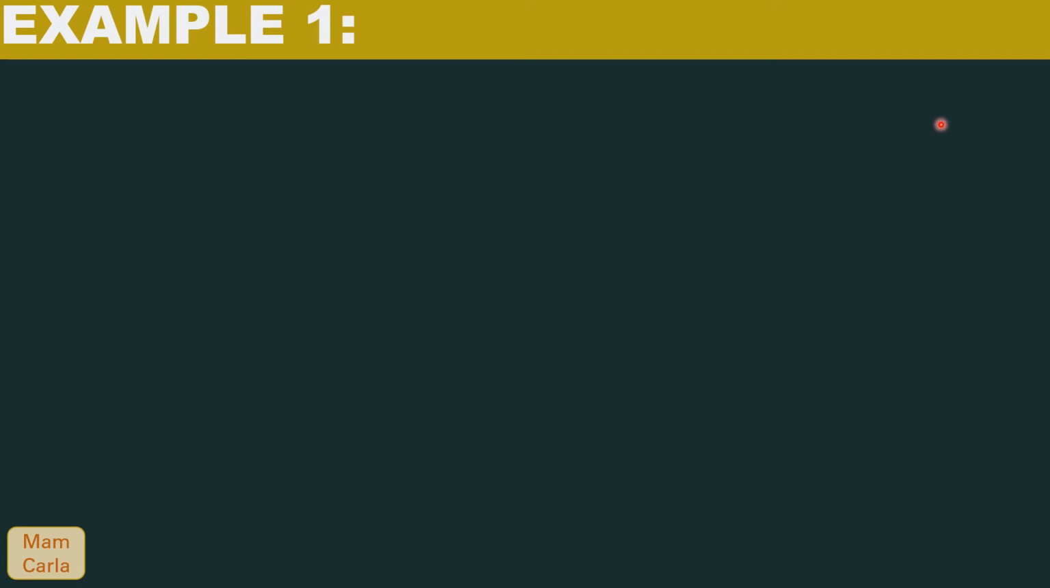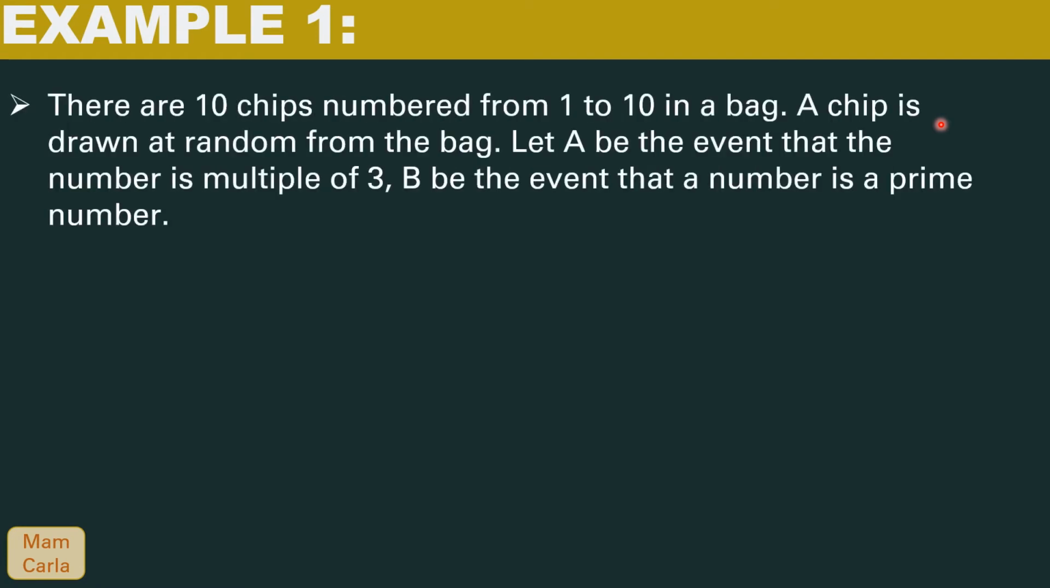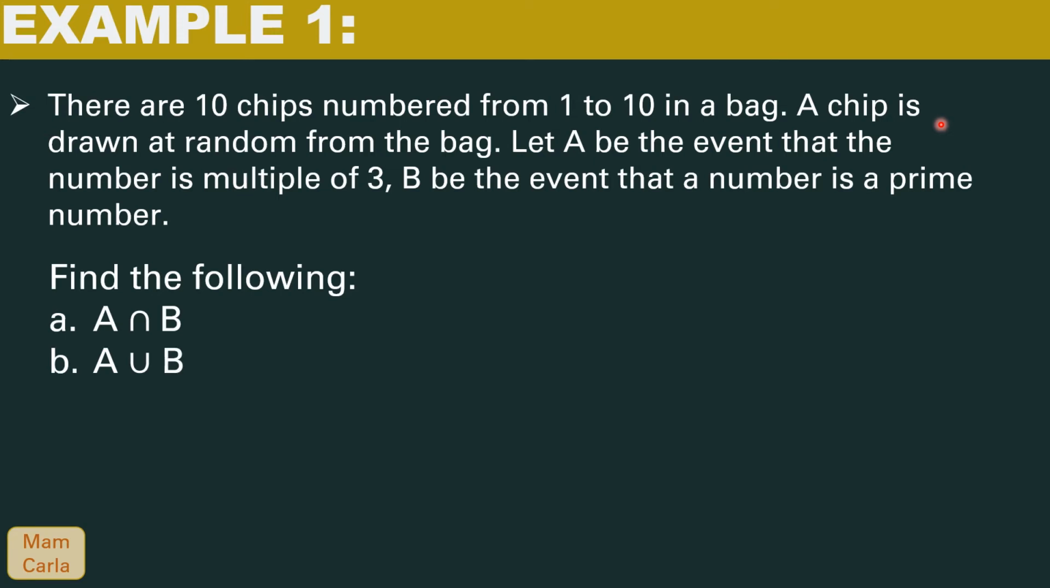Let us deal with example number 1. There are 10 chips numbered from 1 to 10 in a bag. A chip is drawn at random from the bag. Let A be the event that the number is a multiple of 3, and B be the event that the number is a prime number. Let us find the following. For letter A, we have A intersection B. For letter B, A union B. Letter C, A complement. Letter D, B complement. And letter E, A complement intersection B complement.